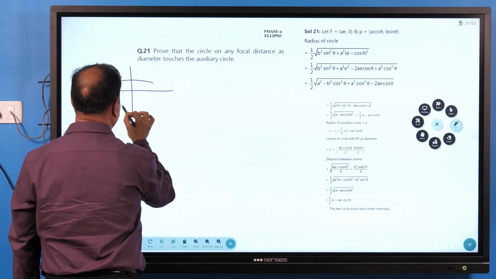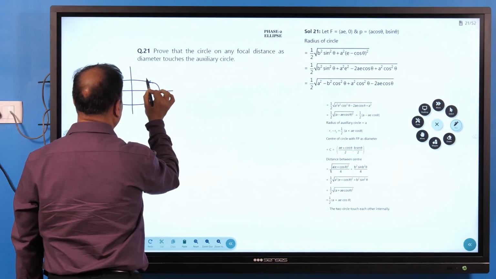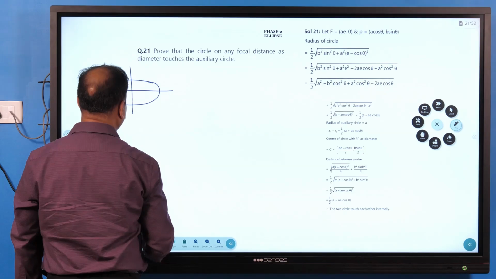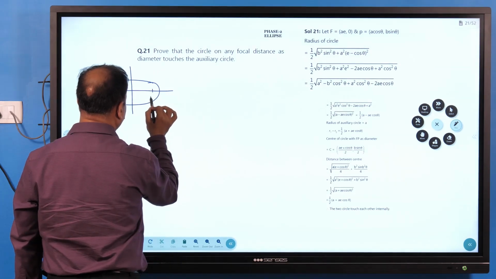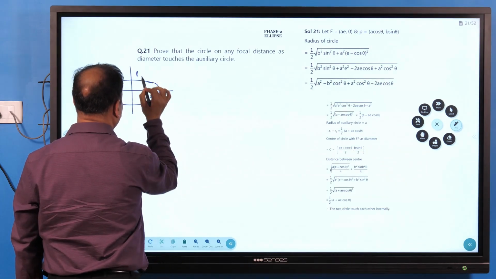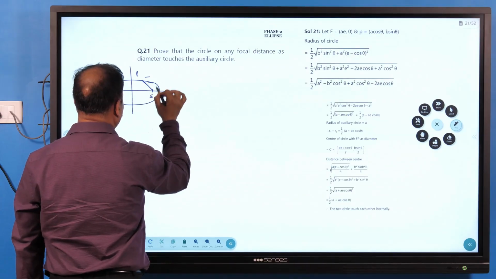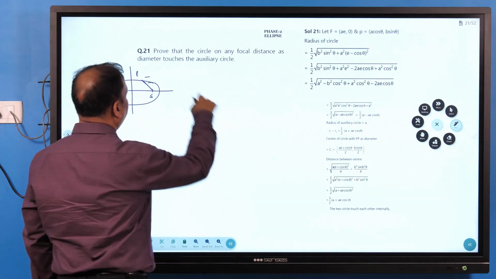This is any ellipse. There is a point P and this is a point S. Somewhere I will take P and S. This is S and this is suppose P. Then focal distance is the diameter. If I draw a circle here, this circle will touch the auxiliary circle.